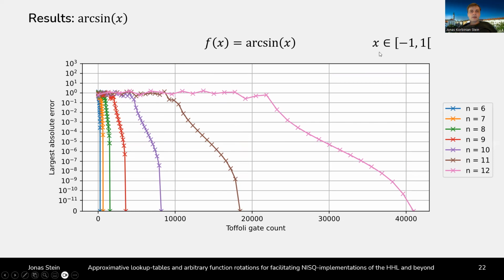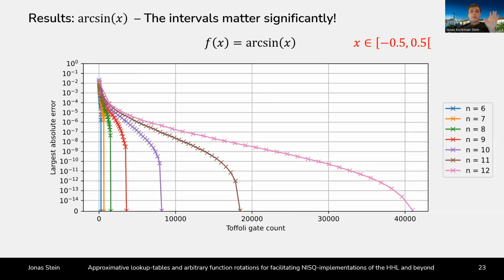And we can see even arcsine has its own problems, but if we rescale the x variable here from the interval from -1 to 1 down to -0.5 to 0.5, we get a much nicer curve. So a nice insight here is that rescaling in the beginning can already help you quite a lot.